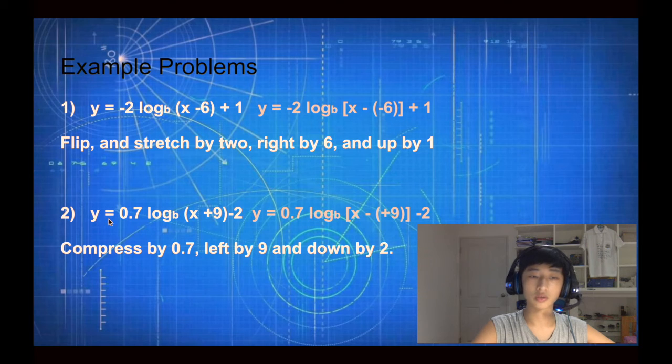Another one: y equals 0.7 log b of (x plus 9) minus 2. If it's smaller than 1, you compress it by 0.7. And then when it's positive, you go to the left by 9, and then when it's negative here, you go down by 2. And same thing, just put a negative in front when you remember it. This one's negative, the negative goes to the left, and this is going to the left.